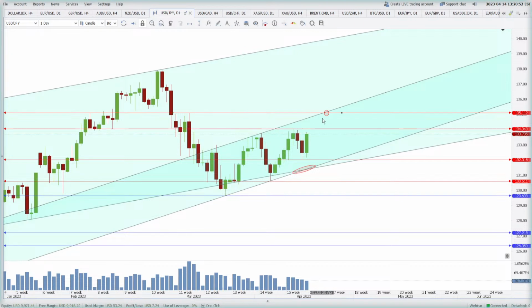Okay, so this is the resistance now. 134.04 is the resistance, 132.01 is the support, guys.